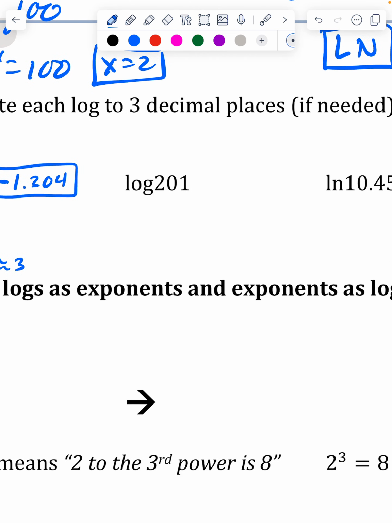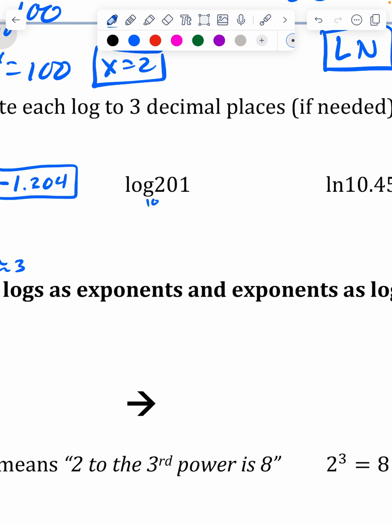Again, this is going to be a base 10, so I just hit log. And the reason I know it's base 10 is there's nothing written. So it's saying 10 to what power is 201. I don't know that. So I look on my calculator, I take log 201, and it tells me I would need to raise 10 to the 2.303 power to get it to kind of come close to 201.